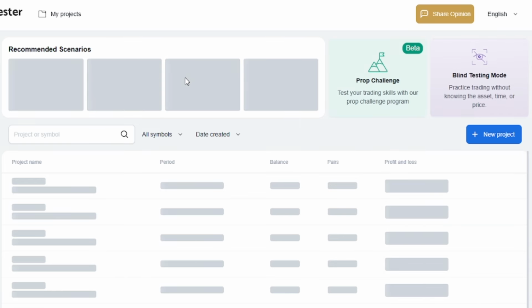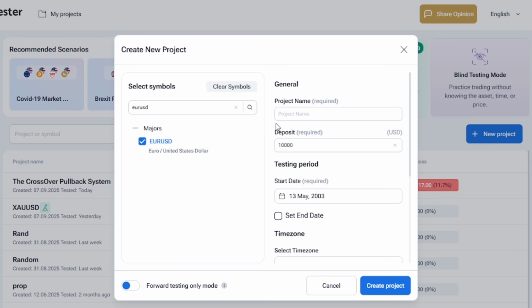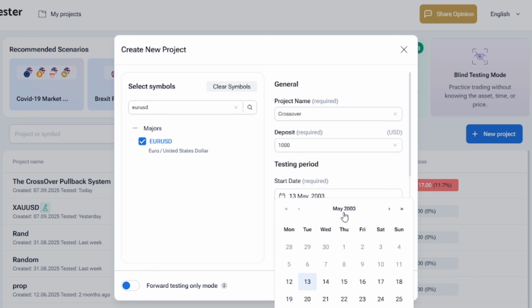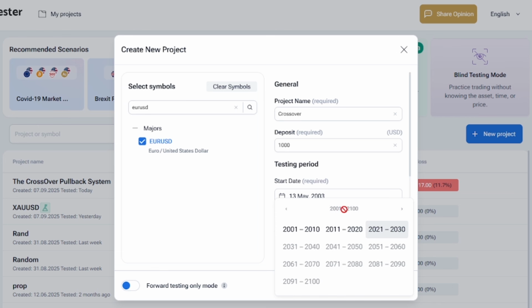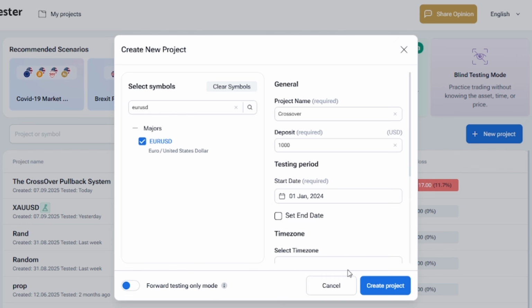Once I'm logged in, I'm going to create a new project by clicking on a new project icon, which is right here, and I'm going to select Euro USD as our symbol, $1,000 as our starting balance, and I'm going to get the data from the start of last year. So I'm going to start testing from the start of last year and see what would happen in this cycle if we were trading with this $1,000.